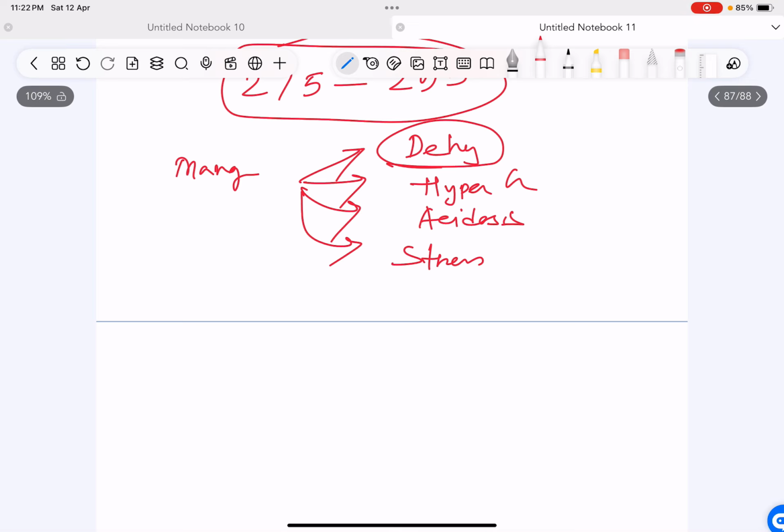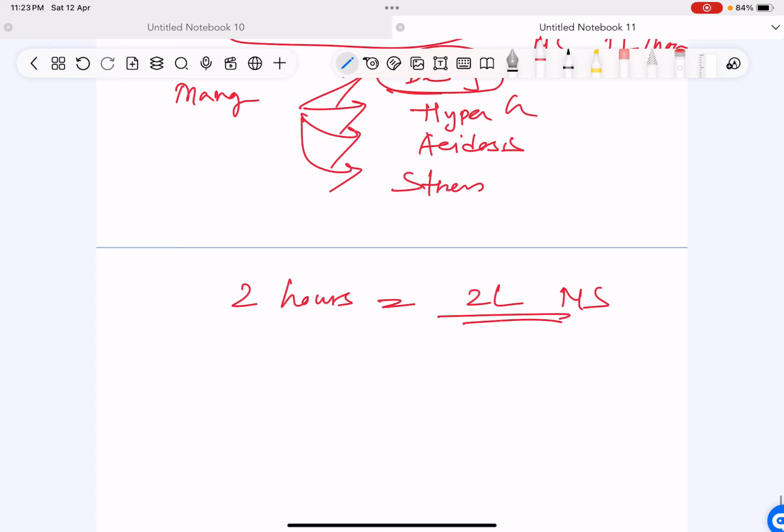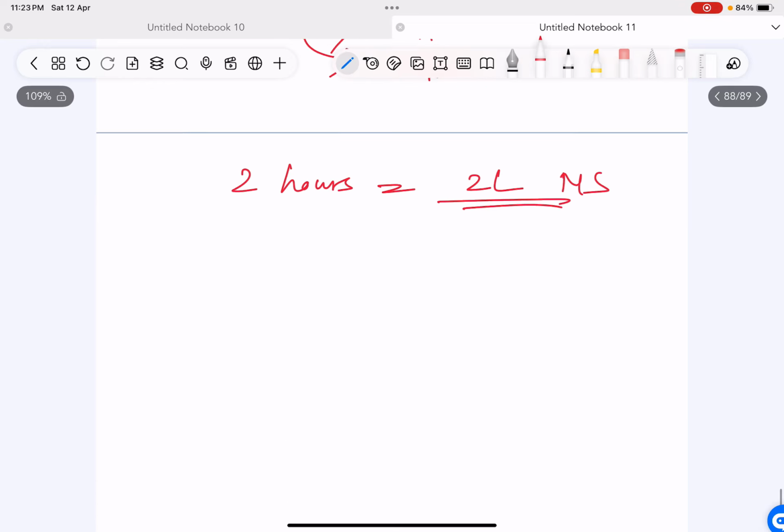For that, what you give is NS, normal saline, 1 liter per hour. So in 2 hours you will give 2 liters of normal saline to this patient, because every hour you are giving 1 liter of saline. Then after 2 hours, after giving 2 liters of NS, you check the serum sodium levels.